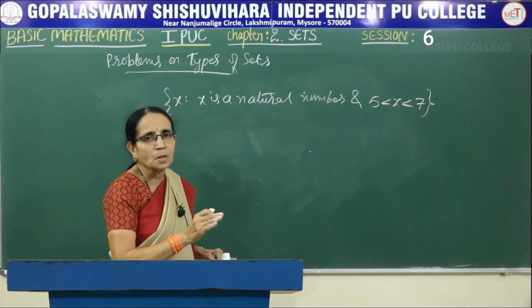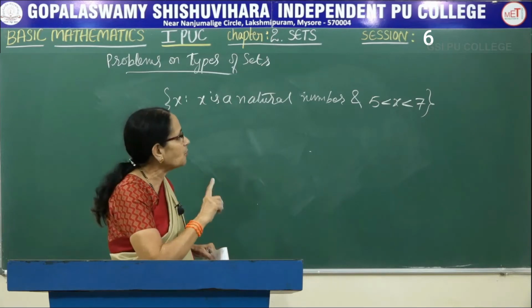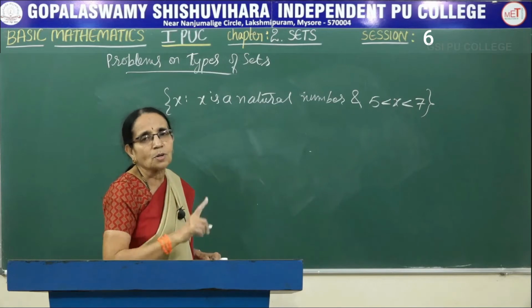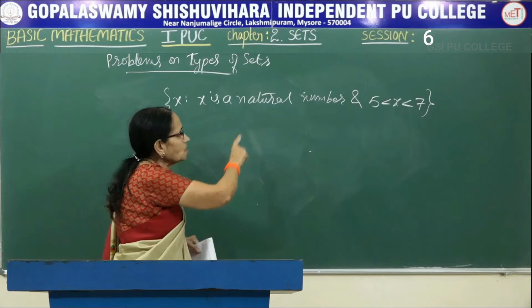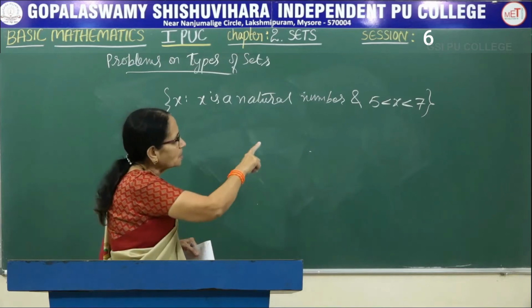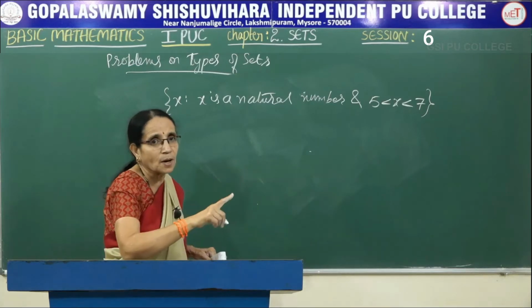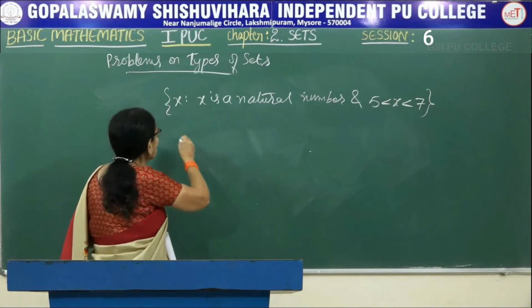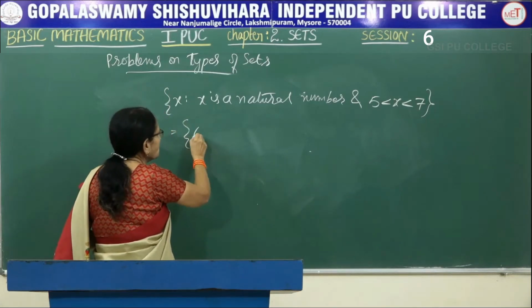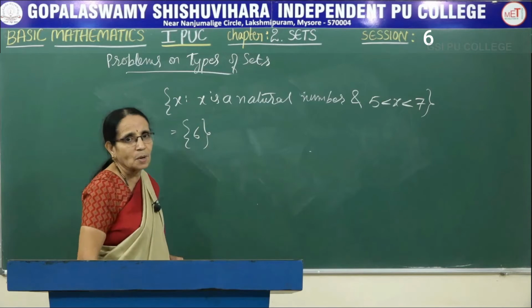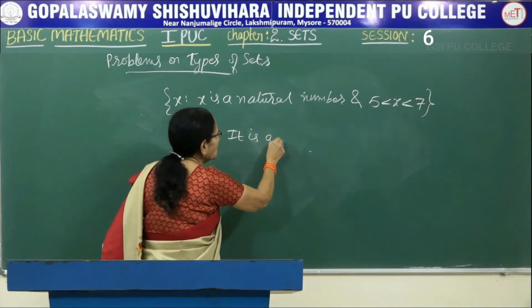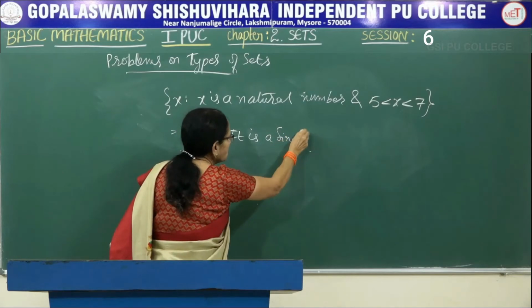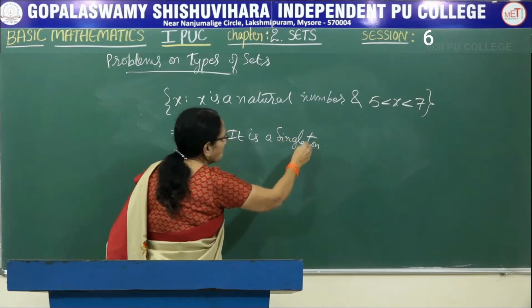After 5, which number comes? 6 comes. So between 5 and 7, how many natural numbers are there? There is only one natural number. First condition is it should be a natural number. Second condition is it should lie between 5 and 7. Therefore, how many elements can exist? Only one element. Therefore, what type of set is it? It is again a singleton.